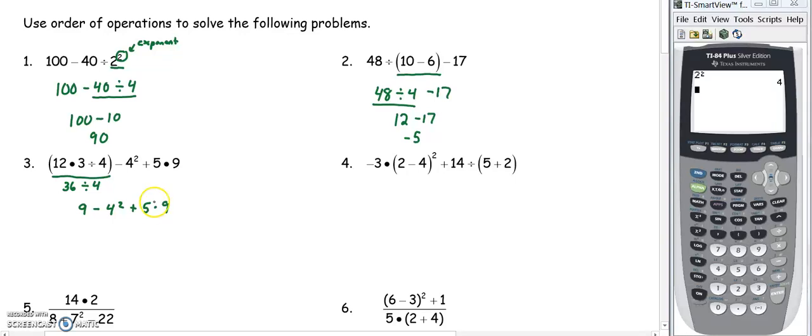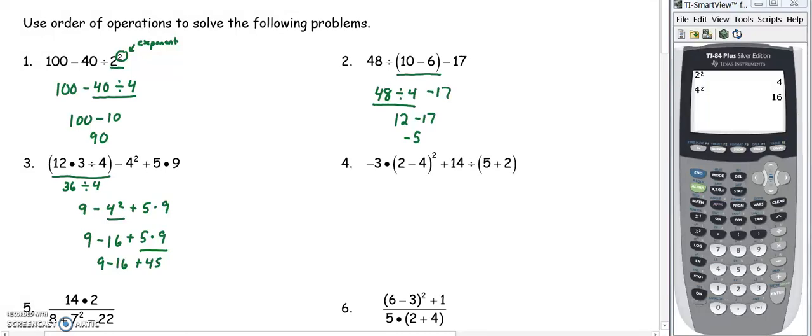Next, I want to see that there's an exponent. So I can use my calculator again. 4 squared is 16. So I have 9 minus 16 plus 5 times 9. Next, I want to see if there's any multiplication or division. And we have 5 times 9. So 9 minus 16 plus 45.